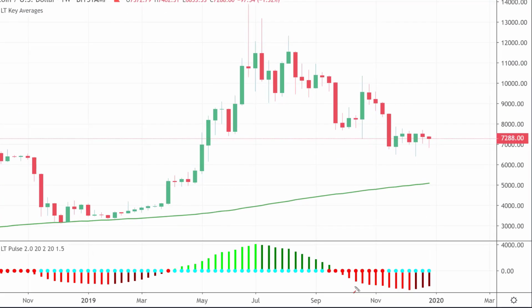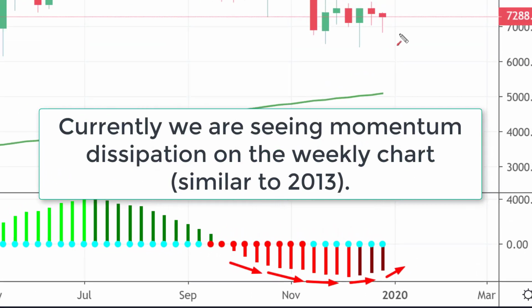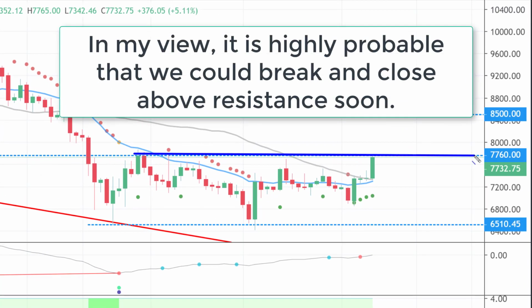I showed you in the previous video that the momentum on the weekly chart is beginning to lose momentum. The weekly momentum is going from negative to less negative, so that's often a bullish signal. If Bitcoin now breaks this level of resistance that we're seeing here on this chart, again, this is the level I'm looking at here, 7760 approximately.